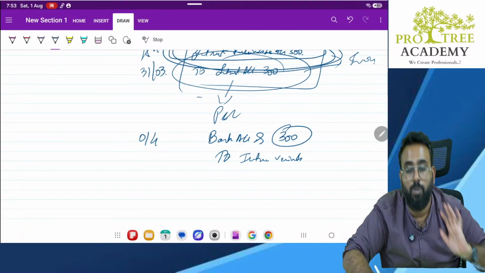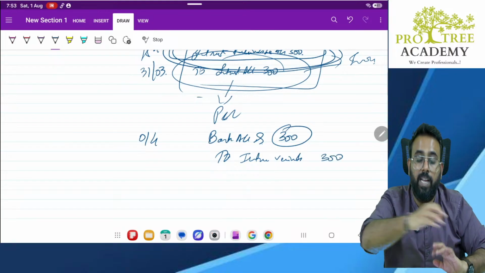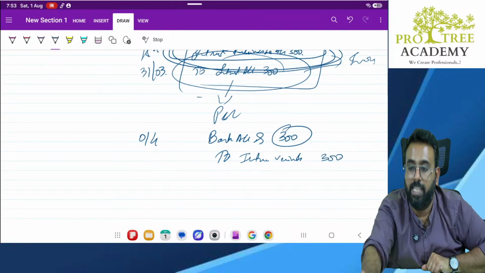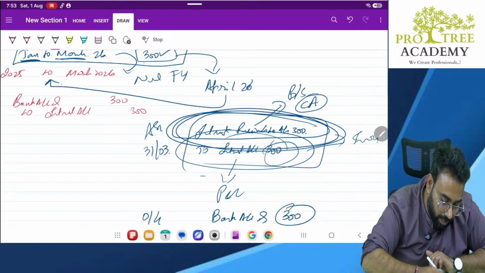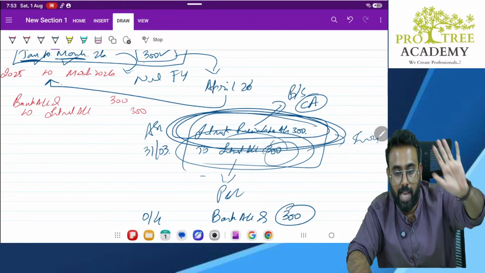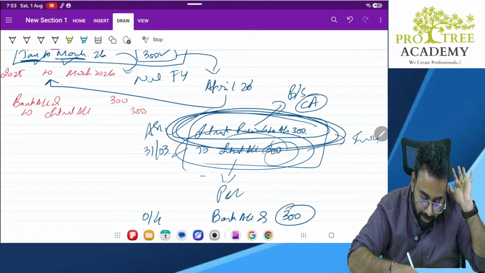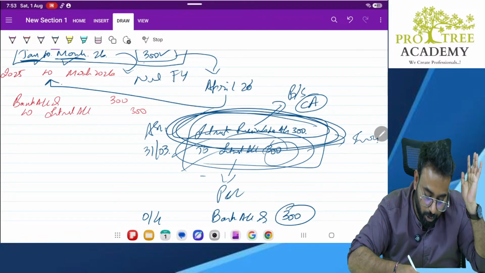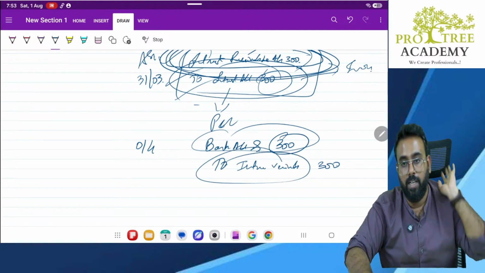So, it becomes 0. In other words, accrual concept. Income should be recognized as and when it is earned. When did you earn this interest? I earned this interest in Jan, Feb, March. So recognize the interest in Jan, Feb, March only. So I recognized the income in Jan, Feb, March, and I showed the receivable. Once I get the money, I will adjust it against the receivable.